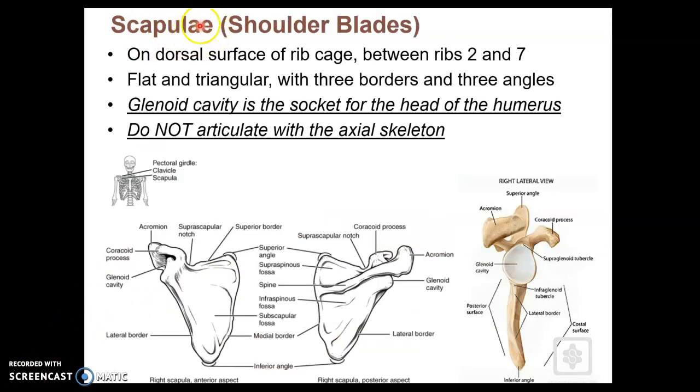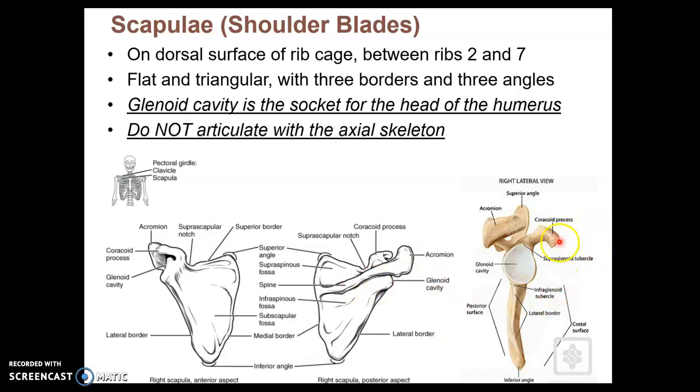The scapulae, plural, or shoulder blades are found on the posterior aspect of the body, and they have a lot of important landmarks, which I'll go over now, which will help in lab. On the posterior side of the scapula, we have a spine. Superior to the spine, we have a supraspinous fossa. We have an infraspinous fossa. And on the anterior side of the scapula, we have a subscapular fossa. Those fossa are where muscles sit in.